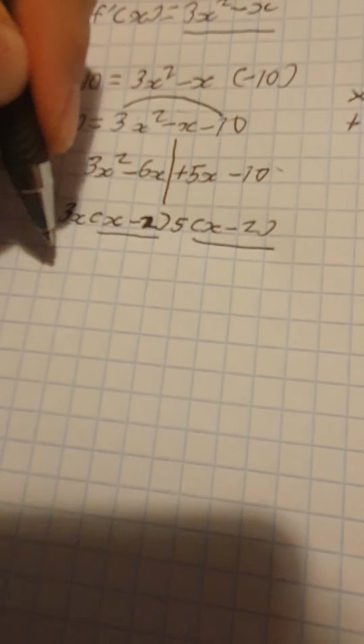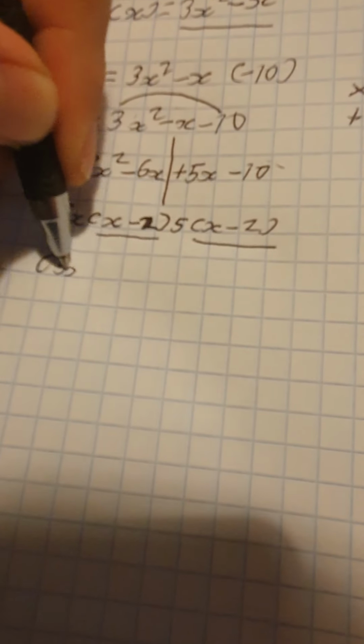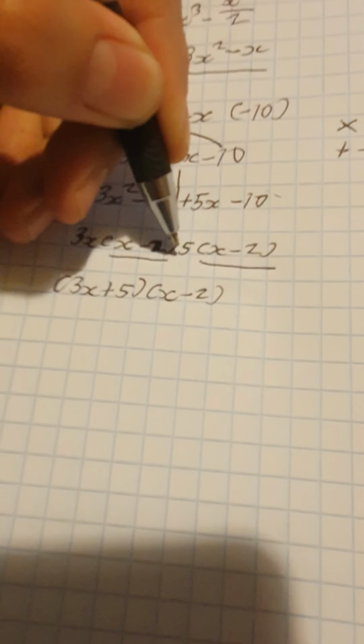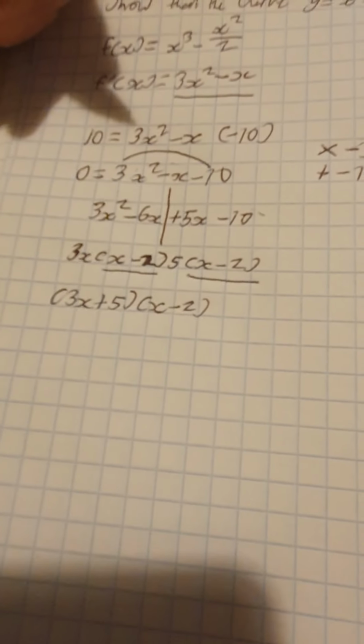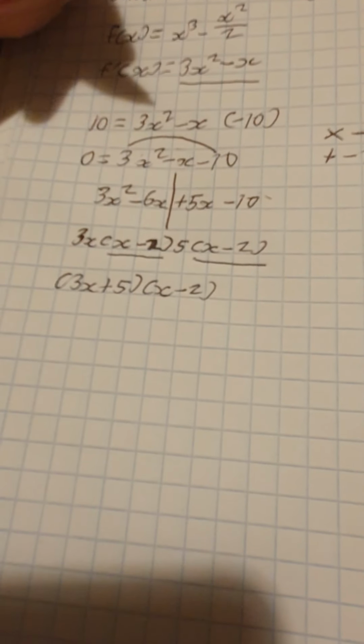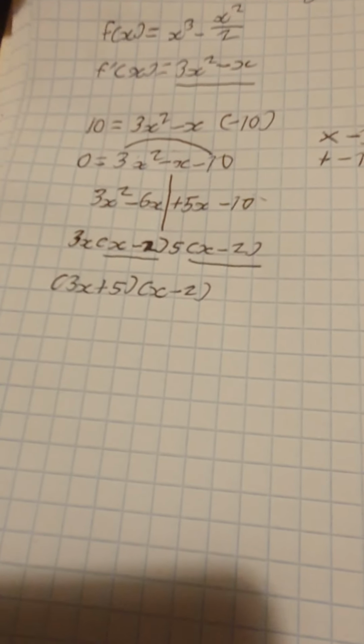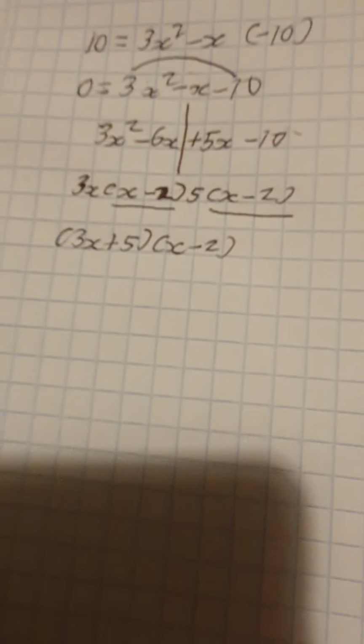Okay, cool. So that factorizes to (3x + 5)(x - 2). I should probably put a plus in front of that 5, but you should know it's a positive. Okay, anyway, sorry for that long explanation. We will now solve it, because it equals 0.